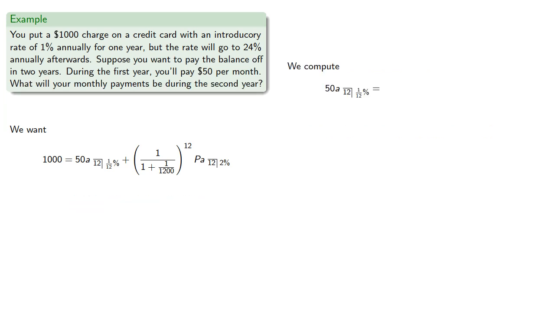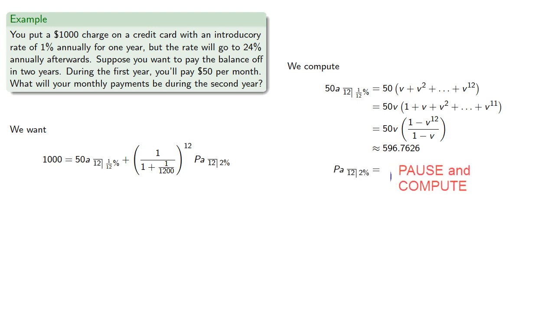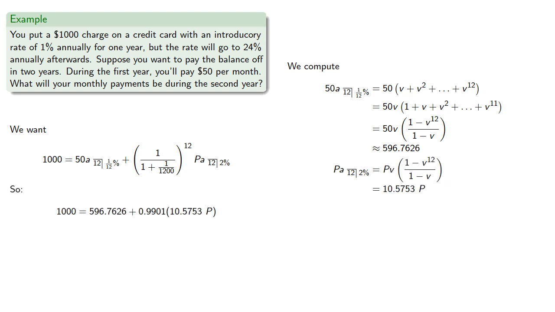And we can compute these values. 50 a angle 12 at 1/12% will be 2% a angle 12 at 2% will be 2%. This gives us our equation, which we solve. And since it's important for the credit card company to make money, we'll round up.